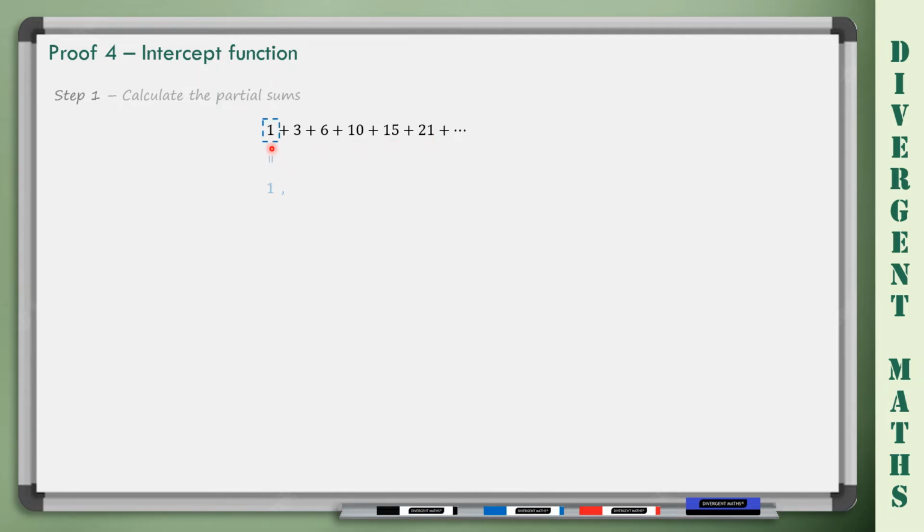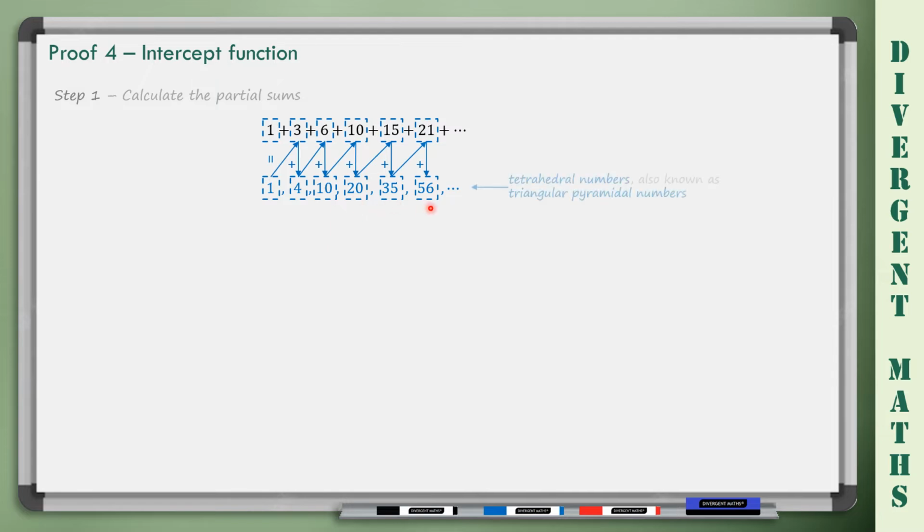The first term of the series will be equal to the first term of the sequence of partial sums, so 1 equal 1. Then 1 plus 3 equal 4, the second term of the sequence of partial sums, plus 6 equal 10, the third term, plus 10 equal 20, plus 15 equal 35, plus 21 equal 56. So that sequence of partial sums, 1, 4, 10, 20, 35, 56, is called tetrahedral numbers or triangular pyramidal numbers.